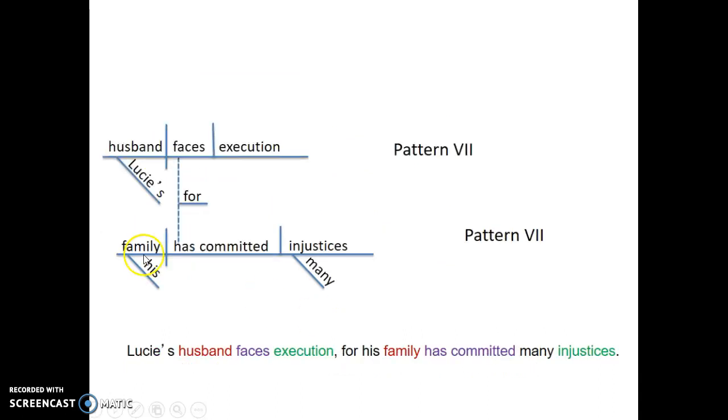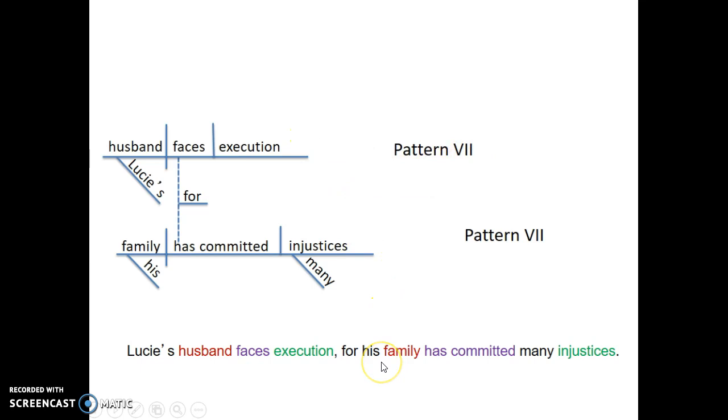Okay, this one looks refreshingly simple compared to the last few we've done. So husband is our subject, faces is our action verb, faces what? He faces execution is our direct object. And then we hit our comma. So we can stop right there. We go back and put in the possessive, and we're done with the first clause, which is a pattern 7.